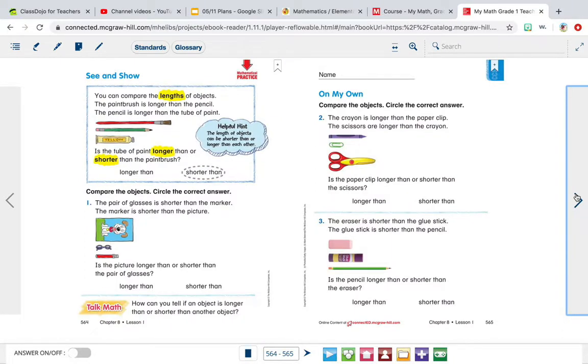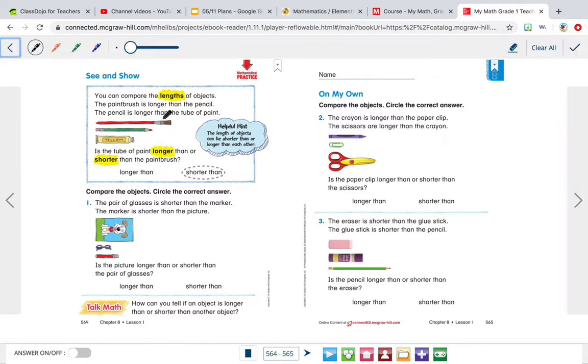You can compare the lengths of objects. The paintbrush is longer than the pencil. So see how the paintbrush is longer than the pencil. The pencil is longer than the tube of paint. Is the tube of paint longer than or shorter than the paintbrush? So here's the tube of paint and here's the paintbrush. Is the tube of paint longer than the paintbrush or is the tube of paint shorter than the paintbrush?